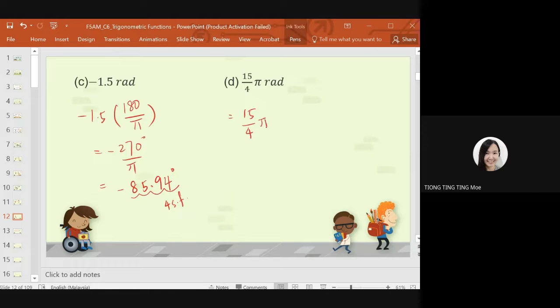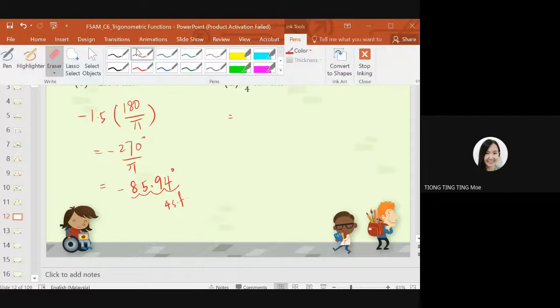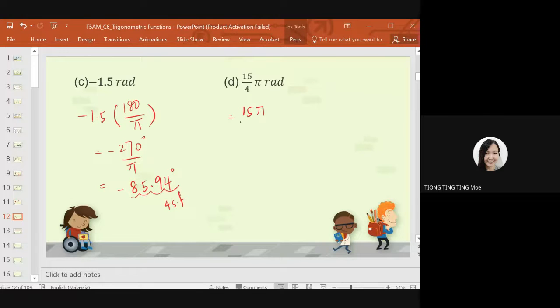So try this. 15 over 4 pi, multiply 180 over pi, up and down. If it is not clear, I will write more clearly. Pi at the front, so it is 15 pi over 4 multiply with 180 over pi. Up and down, we can simplify. So how many? 180 times 15 divided by 4, 675. Okay, 675 degree. So this is all about the revision.